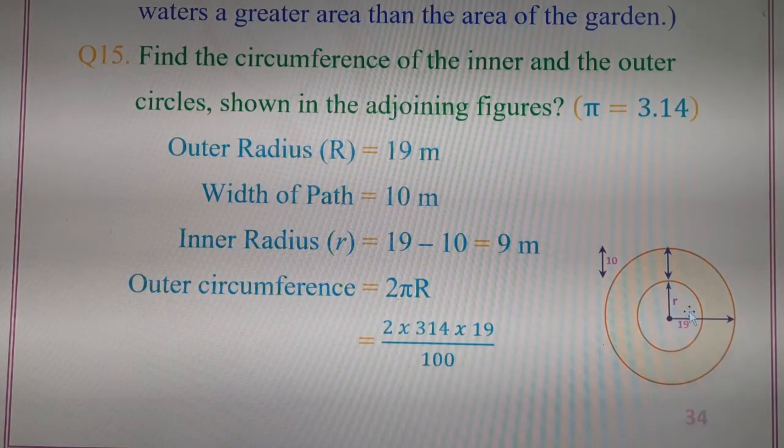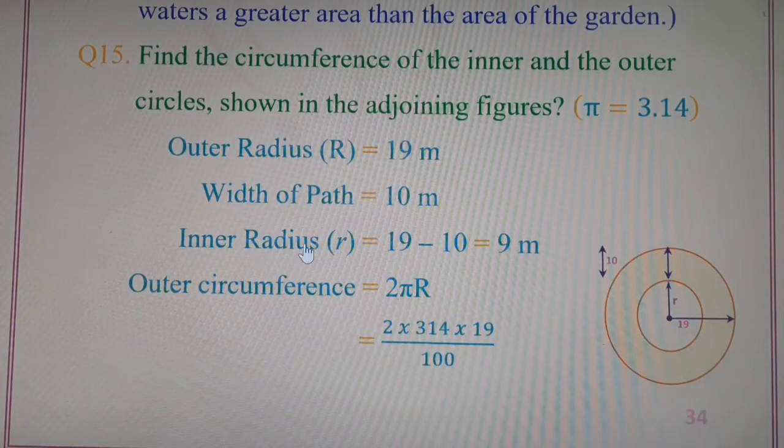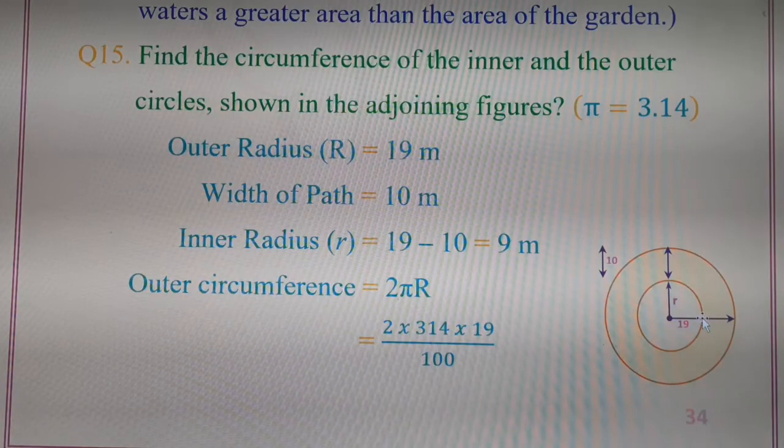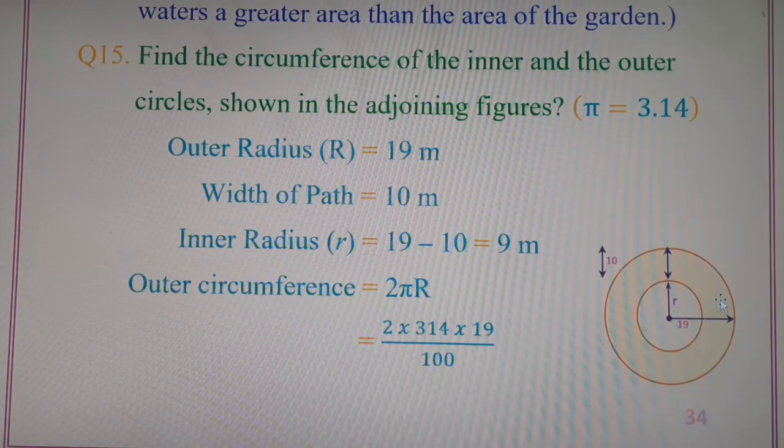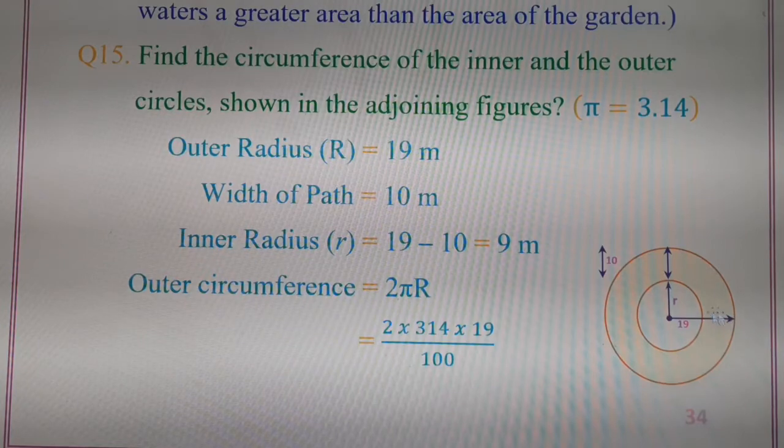Inner radius will be 9. 9 is the inner radius, 10 is the width of the path, and the outer radius is 19. So the inner radius can be calculated as the outer radius minus the width of the path, that is 19 minus 10, 9 meters. Again I repeat, the distance from center to this outside point is 19 meters, and the width of the path is only 10. So if we subtract 10 meters, the yellow color region, from the total distance 19, we get the inner radius, that is 9 meters.